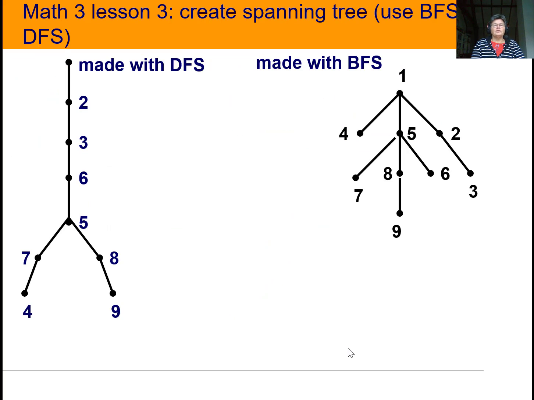If we compare the two spanning trees, then you will find that, of course, with the depth first search, you will normally get very lengthy trees, and with the breadth first search, they will be more compact. And it's not a real difference.